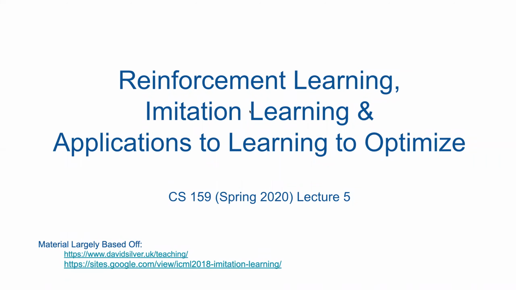I should mention that much of the material in today's lecture is based off of two sources. The first one is a short reinforcement learning course taught by David Silver, who was a lecturer at University College London and is now a researcher at Google DeepMind. For those of you who don't know, David Silver was one of the leading people who designed AlphaGo for DeepMind, that beat the Go world champion.